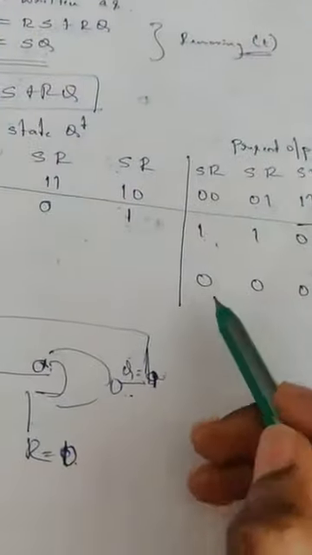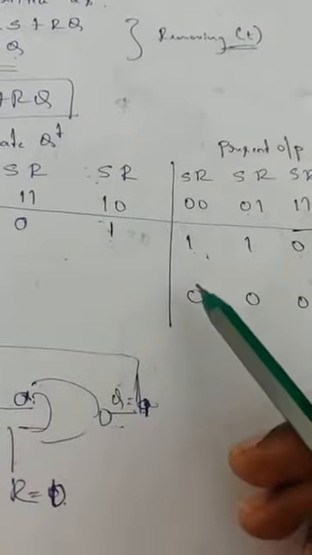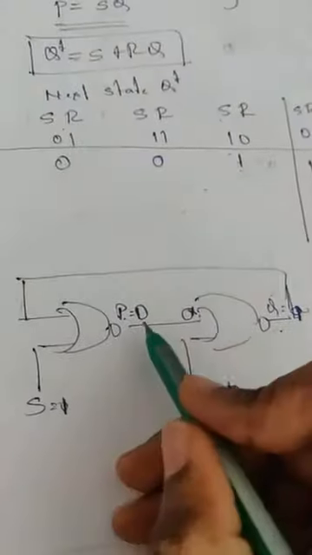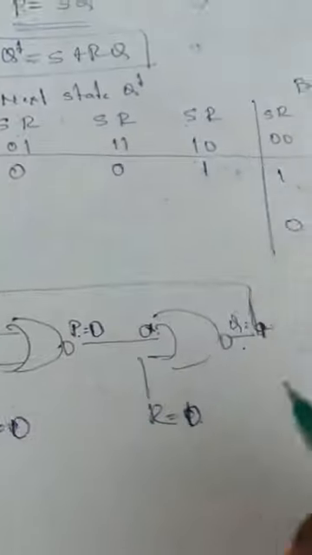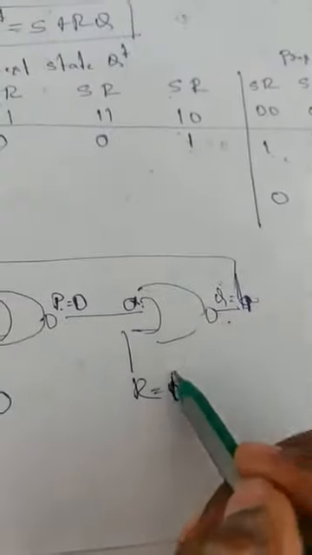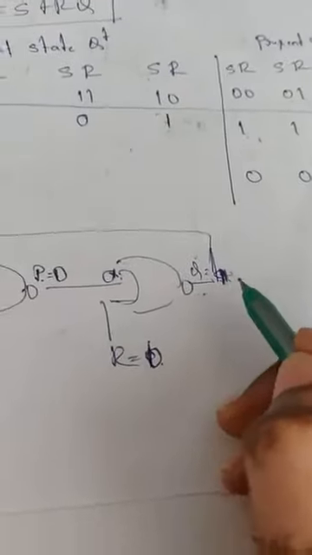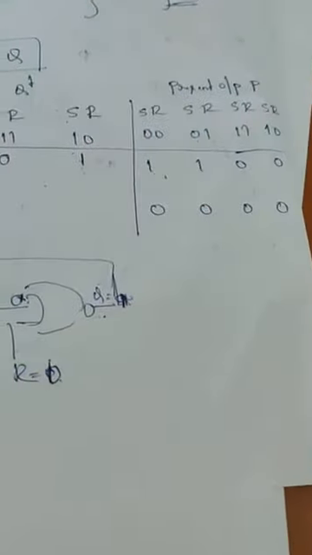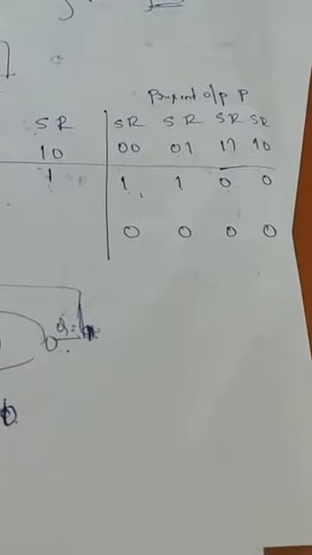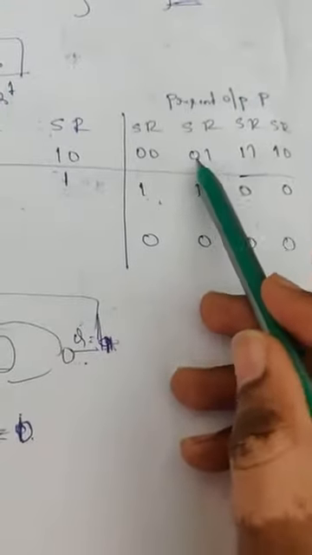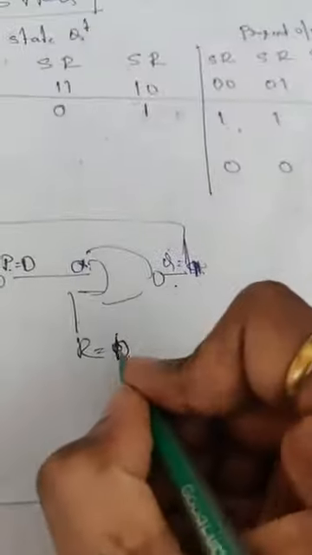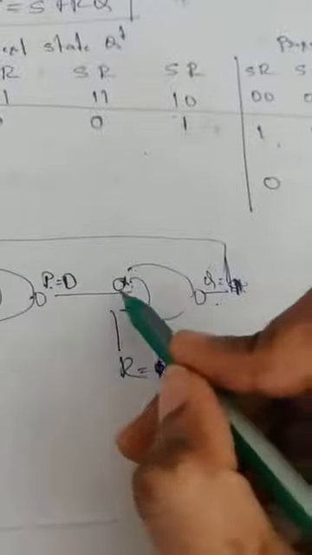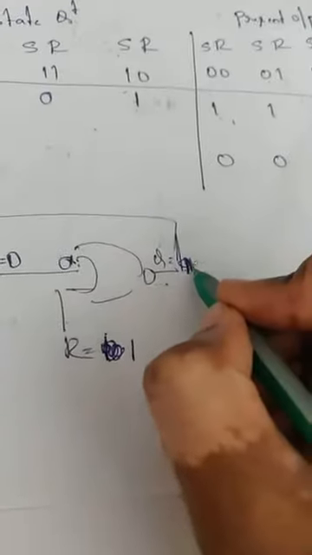Similarly, next, when S is equal to 0, R is equal to 0, P is equal to 0. 0 and 0 will be 1. Write this as 1. Then S is equal to 0, R is equal to 1, make it 1. P is equal to 0. 0 and 1, it will be 0. So write it as 0.